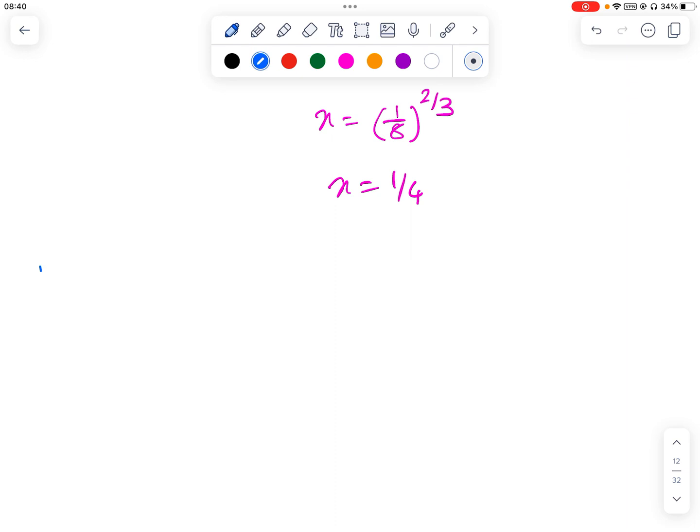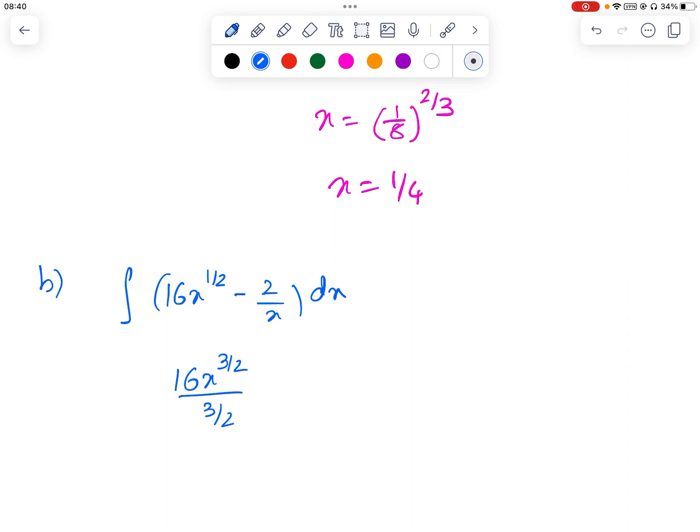Next, in part B, what is he asking? Integral of f of x, 16x power 1 upon 2 minus 2 upon x dx. So what does that become? 16x power 3 upon 2 upon 3 upon 2 minus 2 ln x plus c, which is 32 upon 3 x power 3 upon 2 minus 2 ln x plus c.